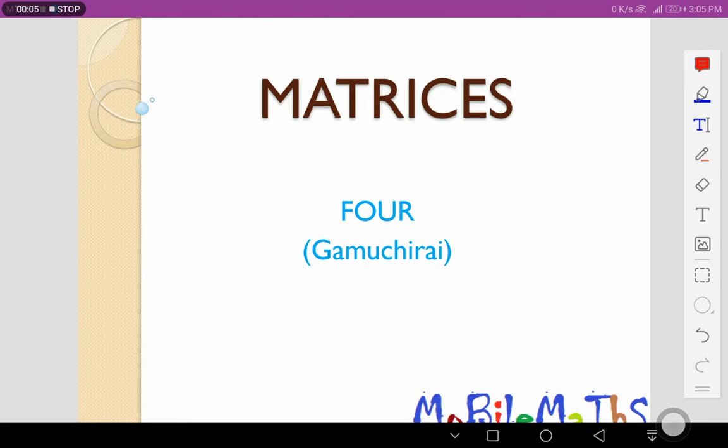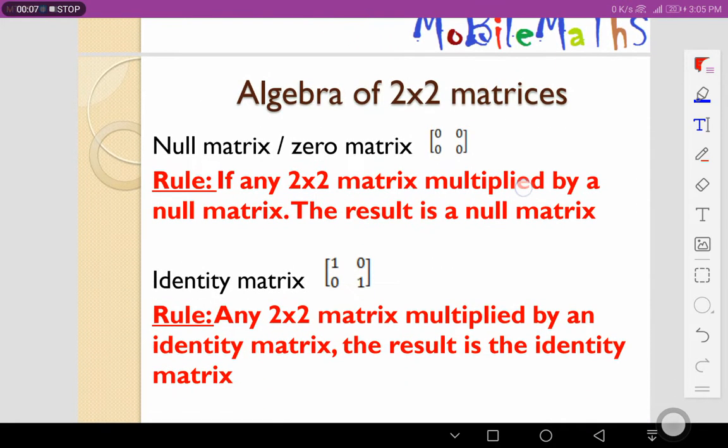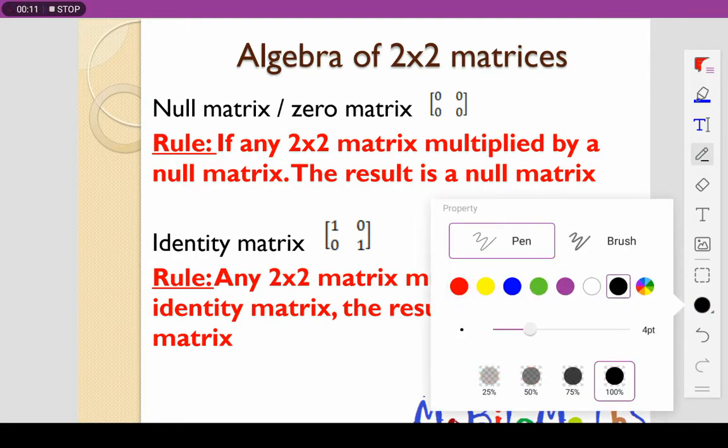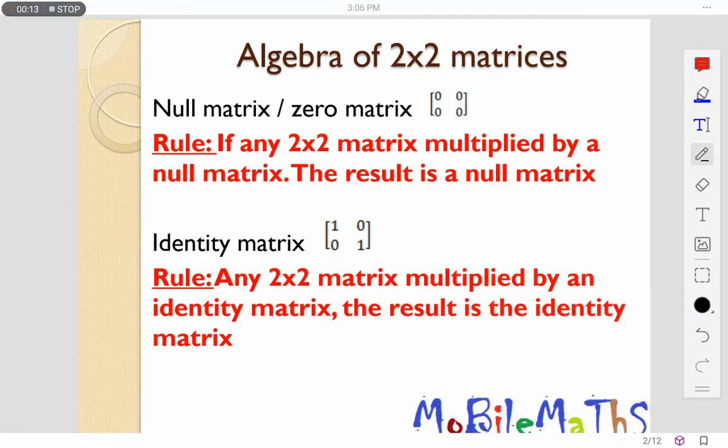We are looking at Matrices 4 today. Okay, so we are introducing new matrices. We are looking at the null matrix. A null matrix is made up of zeros like that. Whenever we multiply any other 2 by 2 matrix with a null matrix, we should get a null matrix as a result.